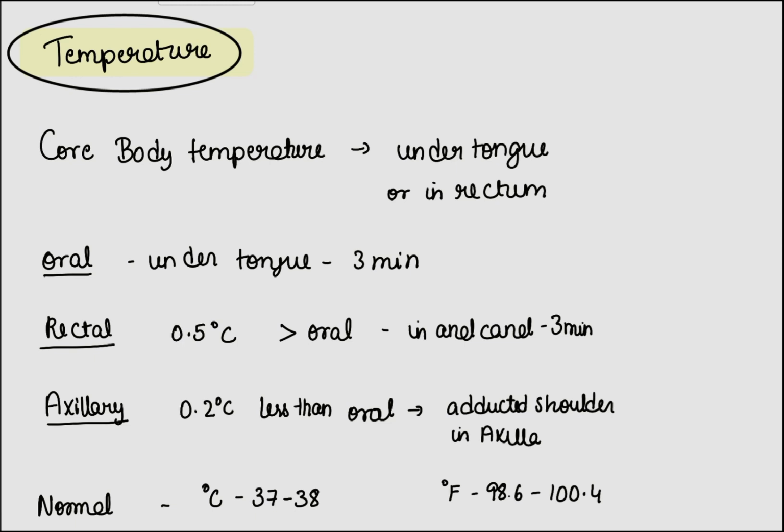The shoulder is adducted and the thermometer is kept in the axilla. The normal temperature in degrees Celsius is 37 to 38, and in degrees Fahrenheit is 98.6 to 100.4. At least know the normal value of temperature.